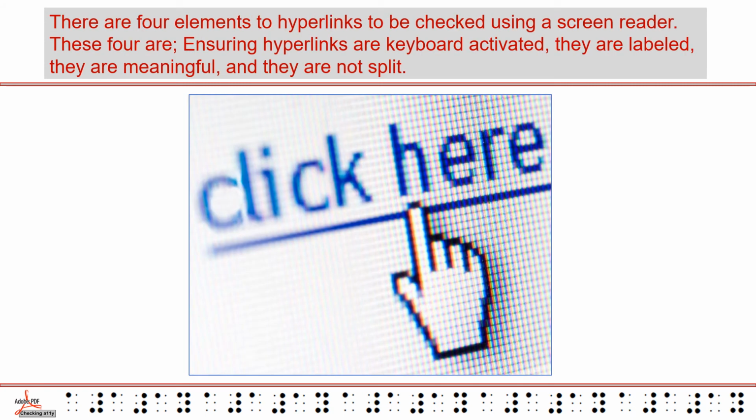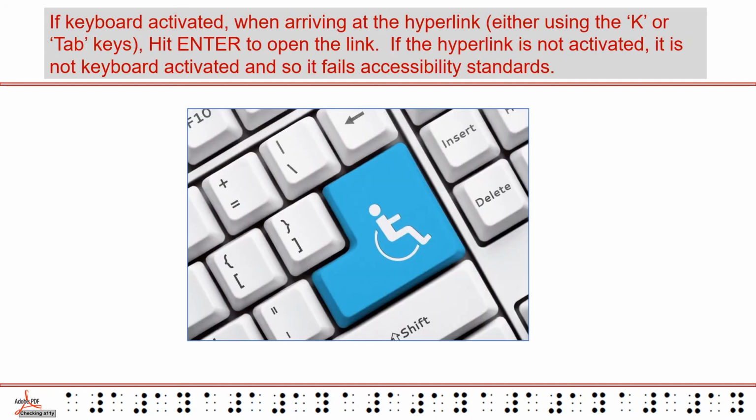There are 4 elements to hyperlinks to be checked using a screen reader. These 4 are ensuring hyperlinks are keyboard activated, they are labeled, they are meaningful, and they are not split. If keyboard activated, when arriving at the hyperlink either using the K or Tab keys, hit Enter to open the link. If the hyperlink is not activated, it is not keyboard activated and so it fails accessibility standards.